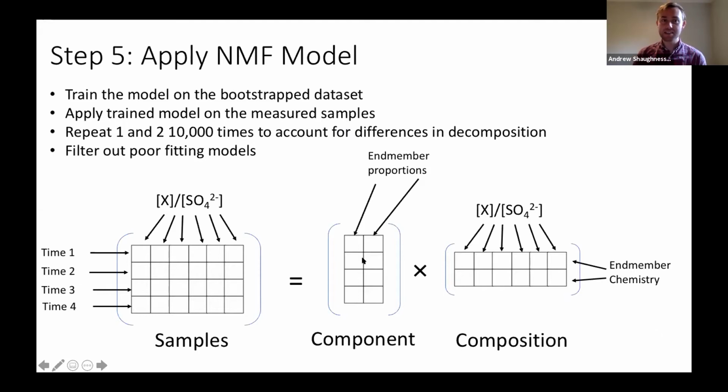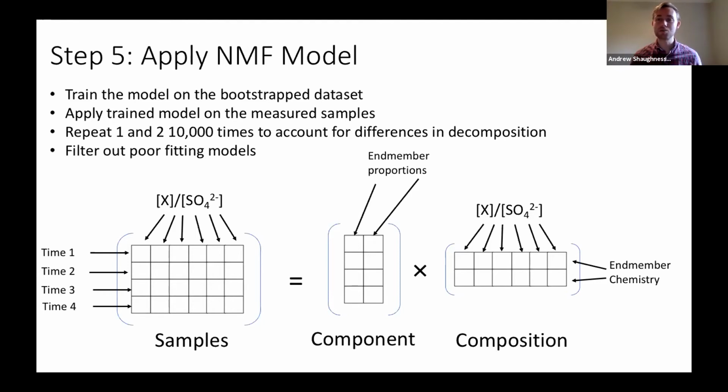All right, and then the last step here is we're actually going to apply the NMF model. And this last step is actually the big one, right? So we're going to train the model using the bootstrap data set, and then we're going to apply our trained model to the measured stream chemistry. And then we're going to take those data, collect them, and repeat that process 10,000, 20,000, 30,000 times.